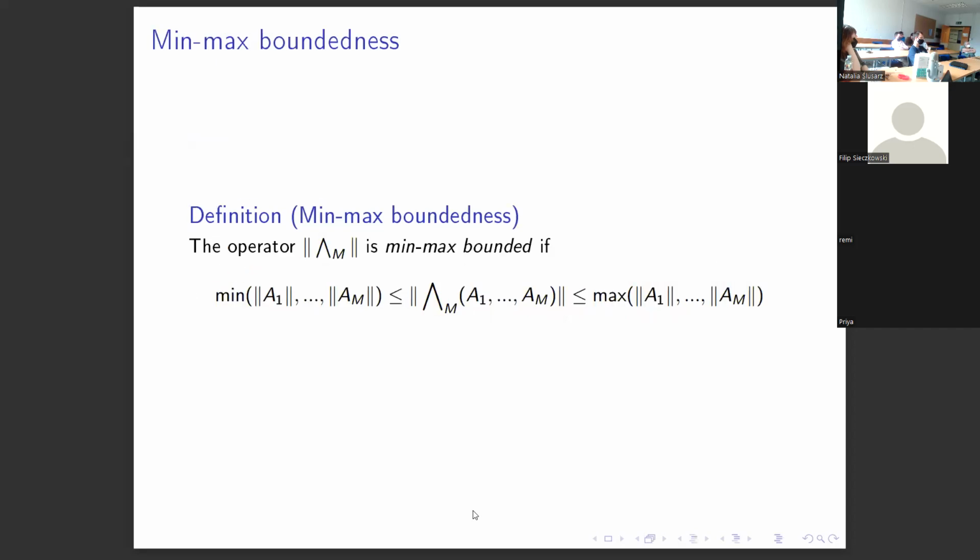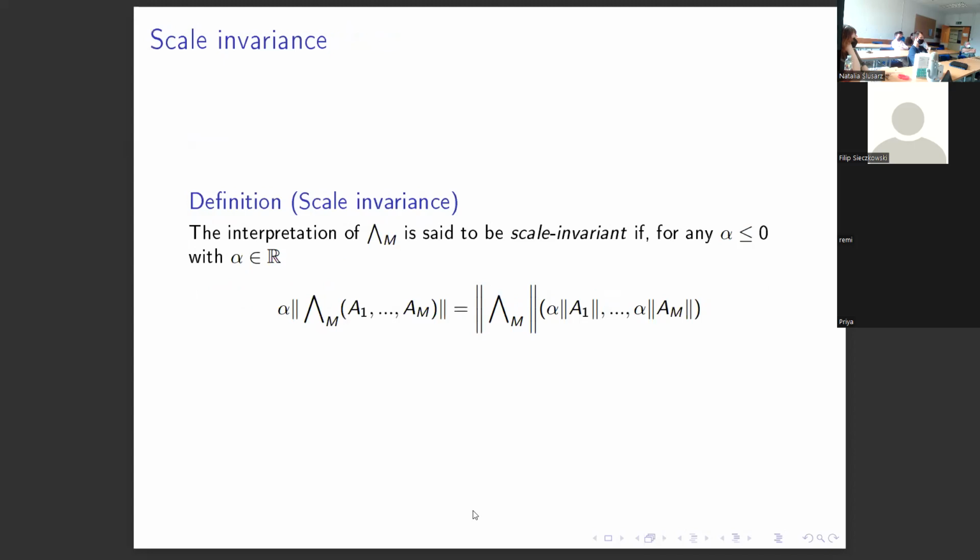Min-max boundedness is just so that we can ensure it's closed in the closure in the domain of all of the translations. Scale invariance: we would like ideally to have similar behavior regardless of the scale and regardless of the values in question.